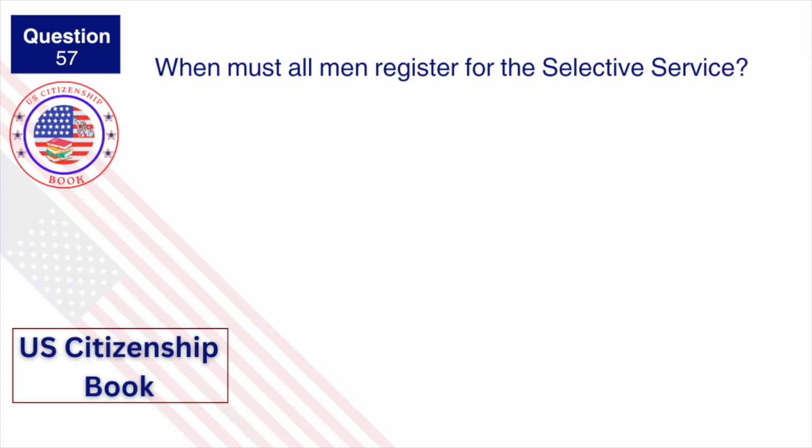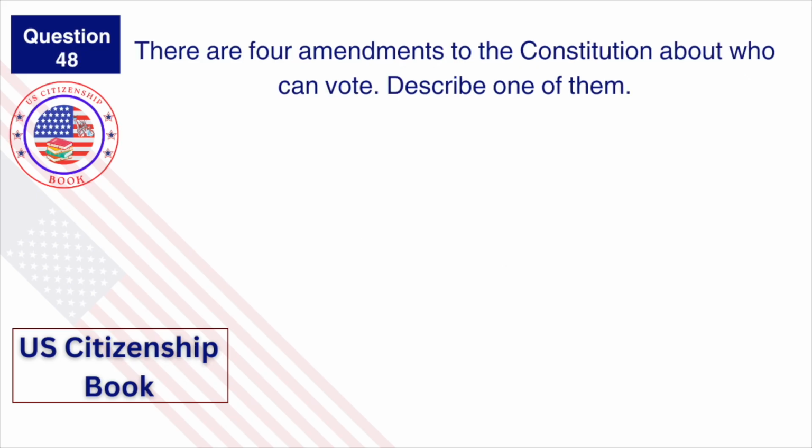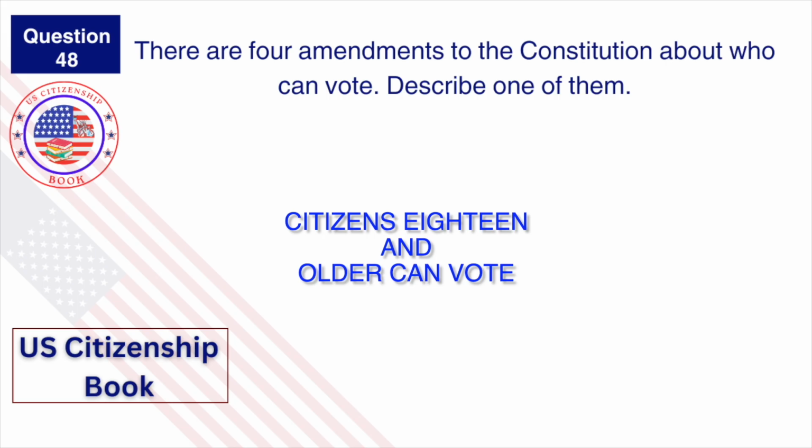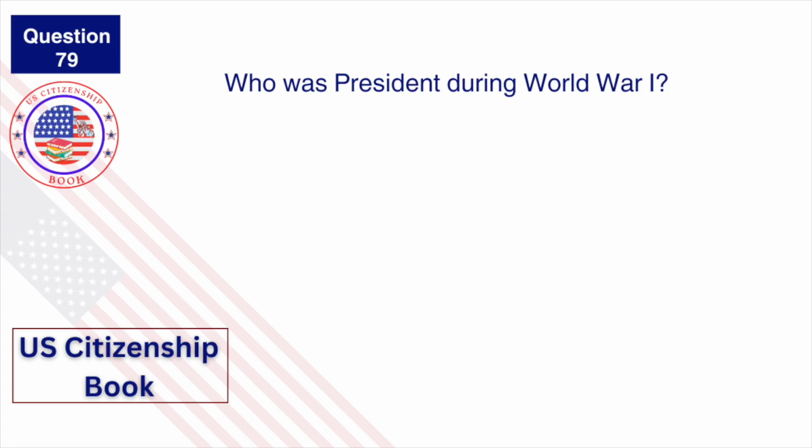When must all men register for the Selective Service? At age 18. There are 4 amendments to the Constitution about who can vote. Describe one of them. Citizens 18 and older can vote. Who was president during World War I? Woodrow Wilson.